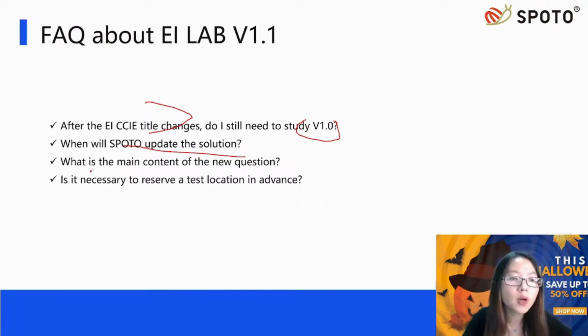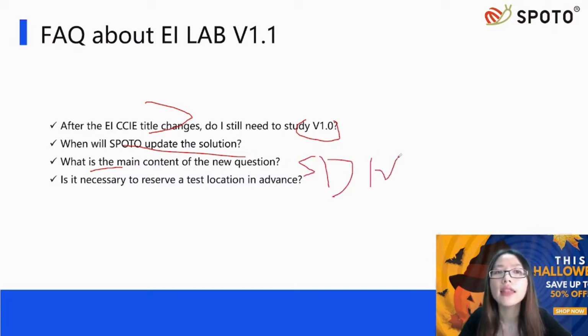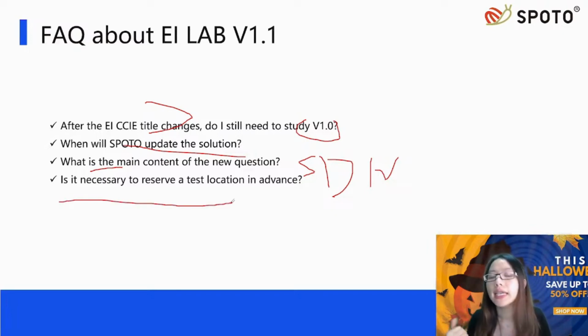So the third problem is, what's the main content of the new question? So, as we said before, the changes in the new Cisco version are mainly in SDN. Okay, and the routing and switching hasn't changed much. And the last, it is necessary to reserve the CCIE test location in advance. So if your local exam space is tight, you can make an appointment for 2024, but you don't pay first. Okay, if you want to pay, you can contact the tutor before.